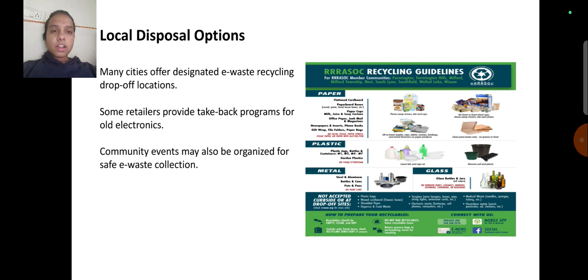Community events may also be organized for safe e-waste collection. This is about local disposal options, and you can see the picture of how e-waste is recycled in cities, with retailers and community events. You can see the recycling guidelines in the picture.